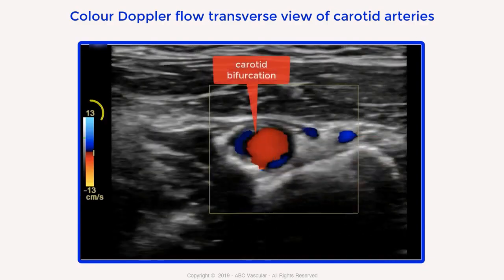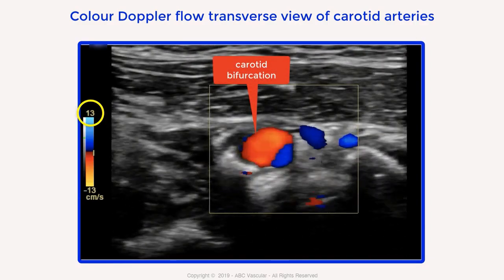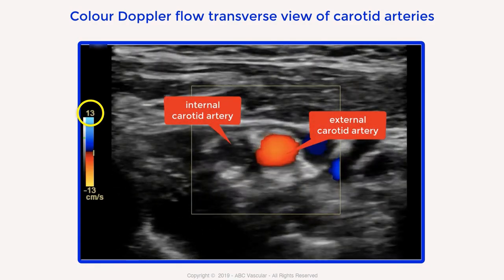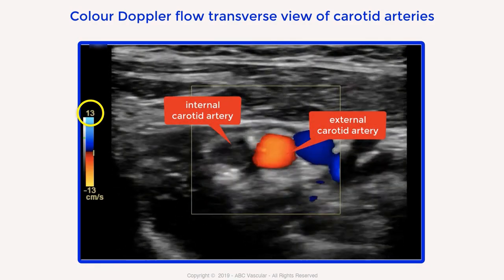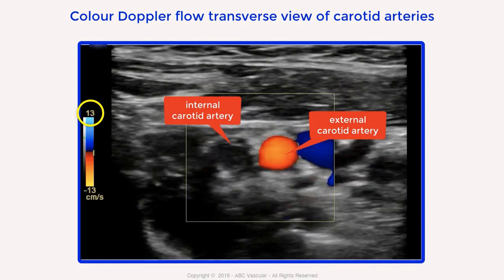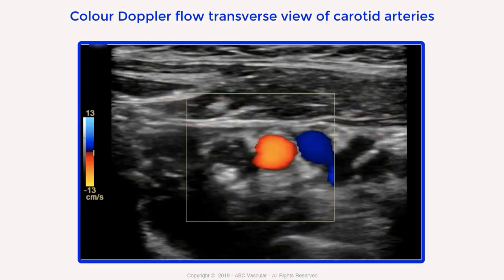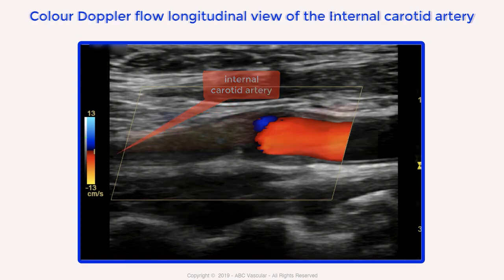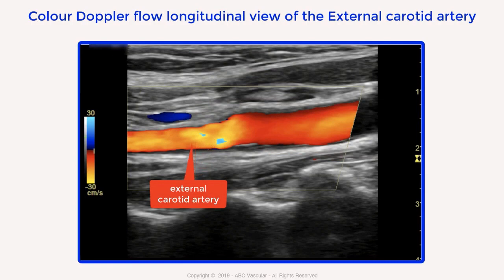We repeat the same assessment using color Doppler flow. We set the color scale very low. We can see that there is good color filling of the common carotid artery, while there is no color filling at all in the internal carotid artery. The external carotid artery appears patent with good color filling. To confirm this, we use a longitudinal view, and we can see absence of color flow throughout the internal carotid artery despite a very low color flow scale. The external carotid artery is patent with good color filling.